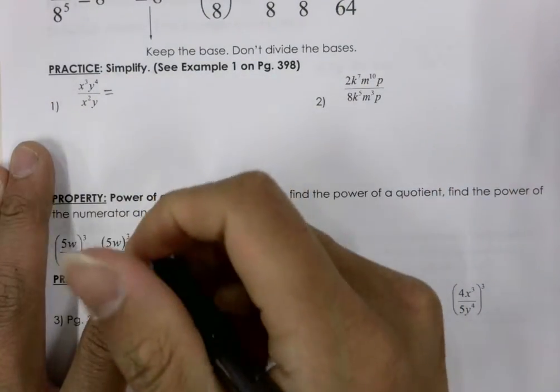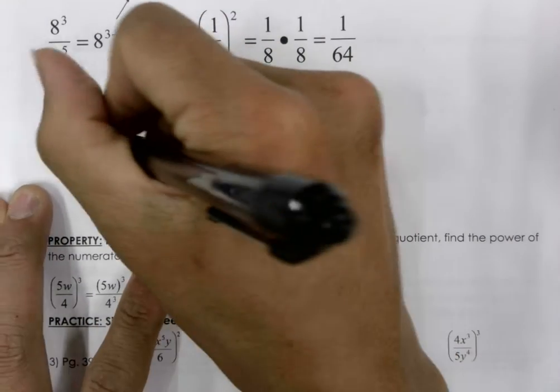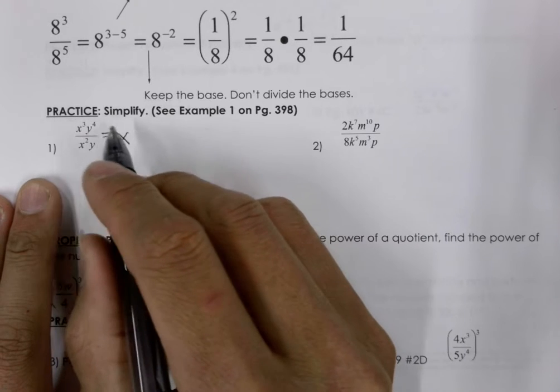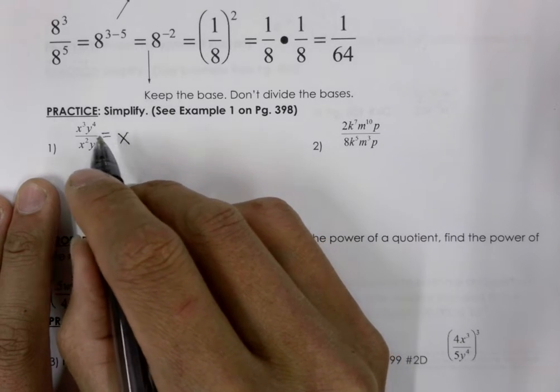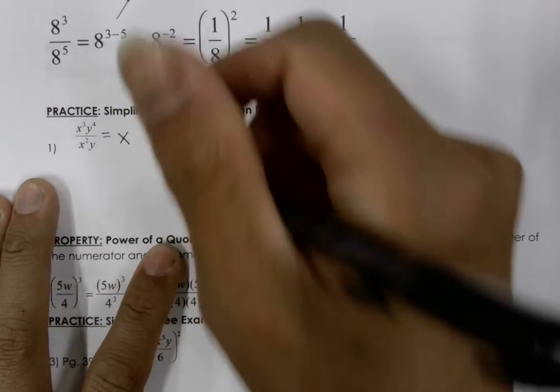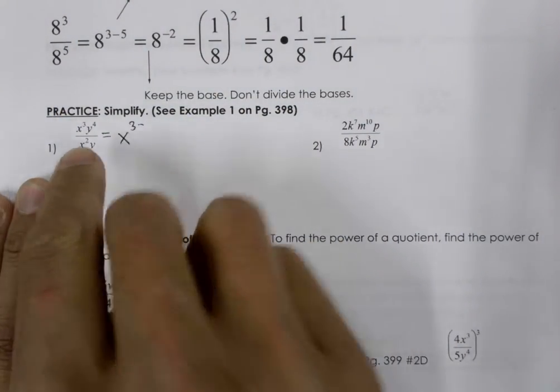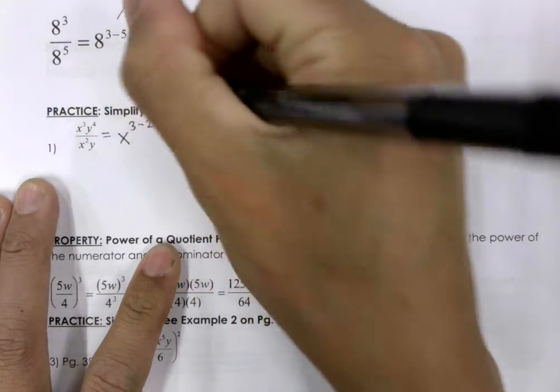What we can say here is this is going to transform into x, because we have an x in the numerator and we have an x in the denominator. So say x to the power of the x in the numerator, 3, minus the power of x in the denominator, minus 2.